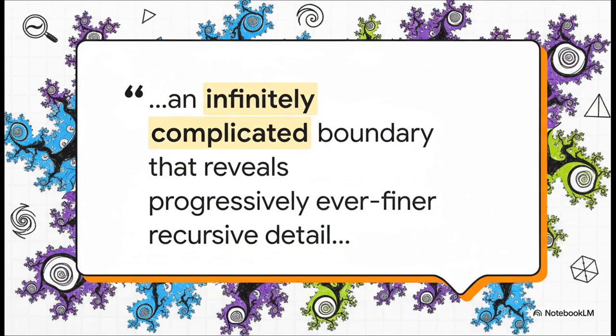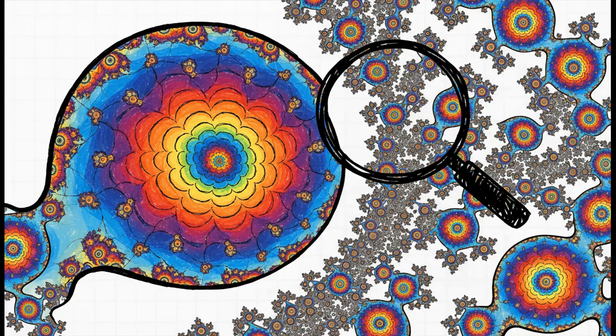But the real magic, the thing that makes this set so famous, lies in the boundary, that coastline between the black part and all the colored parts. As Wikipedia so perfectly puts it, this boundary is, quote, infinitely complicated. So what does infinitely complicated even mean? It means you can zoom in on that edge forever, and you will never run out of detail. You just keep finding these strange, beautiful new worlds.